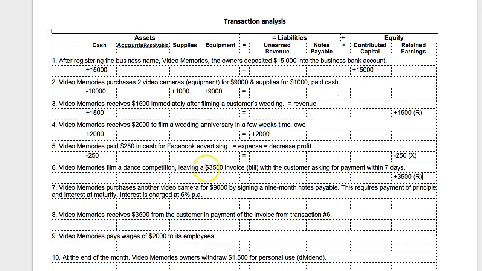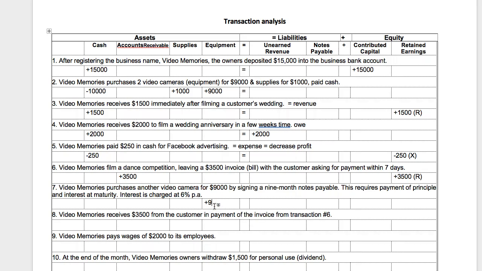Then it says leaving an invoice or a bill with the customer asking for payment. So this means we have provided the service to the customer, but we have not yet received any money from the customer. So it's not cash this time. We are going to increase the accounts receivable. In number 7, we purchase another video camera.